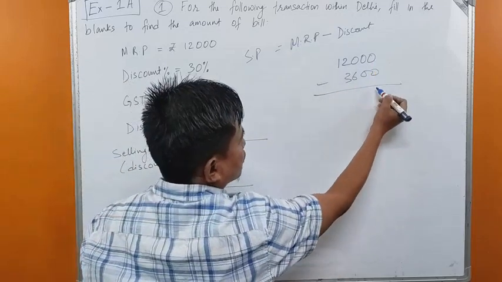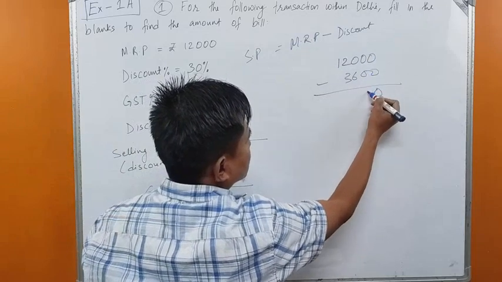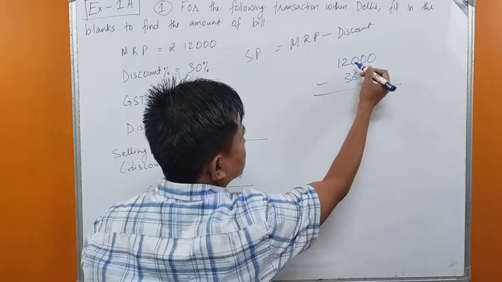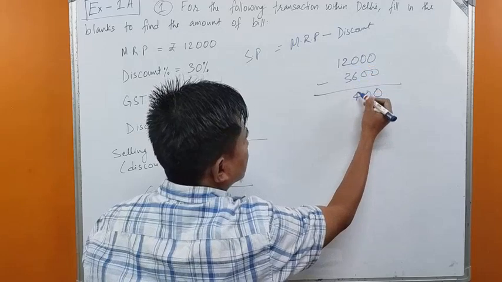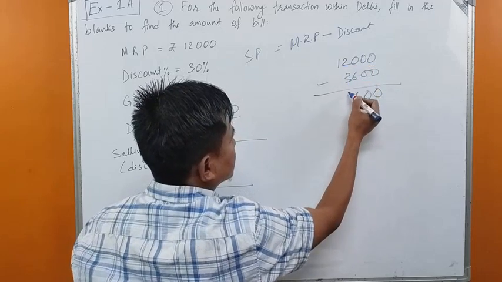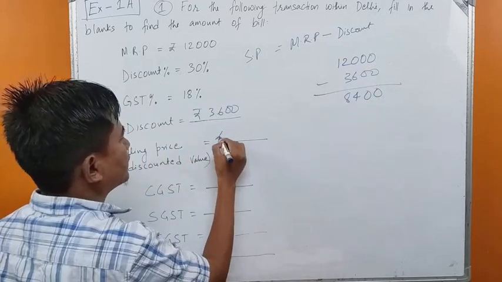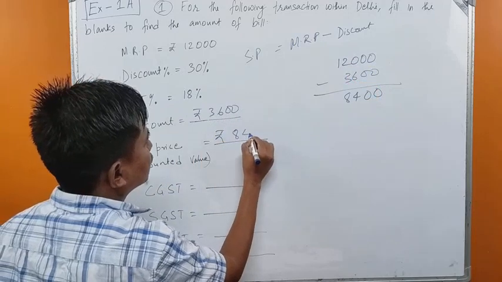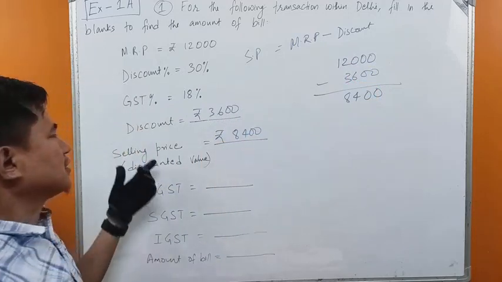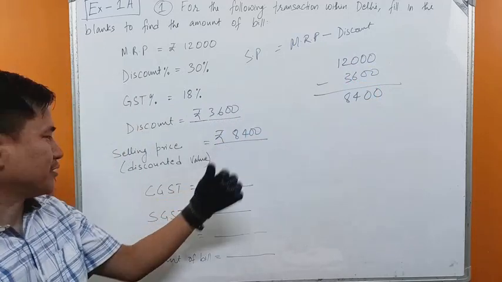So 0 minus 0 is 0, 0 minus 0 is 0. We cannot subtract 6 from 0, so 10 minus 6 is 4. This becomes 11, 11 minus 3 is 8, isn't it? So rupees 8,400. Okay, this is the selling price of the product.